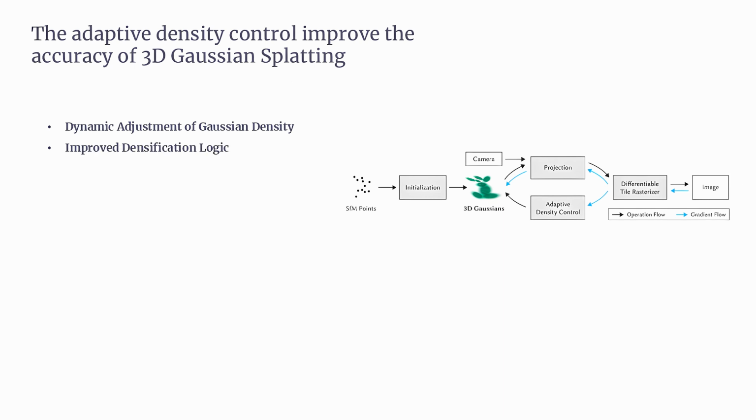The second, improved densification logic. The new formulation of adaptive density control allows for a more intuitive decision-making process regarding which Gaussians to densify. By breaking down per-pixel errors according to each Gaussian's contribution, the system can better track and respond to inaccuracies across different views. This results in a more effective allocation of resources, focusing on areas that will most improve visual fidelity.